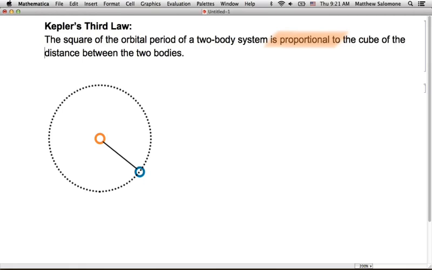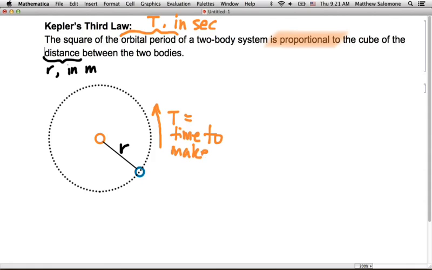And if we assume that the orbit of this body is circular, it need not be. In general, it will be an ellipse and not a circle. But if we assume that it's a circle, then Kepler's third law will tell us that the distance between these two bodies, if we call that distance r, and the orbital period, which is the amount of time that it takes to make one complete orbit, that they're related according to this proportionality. So here's the diagram.